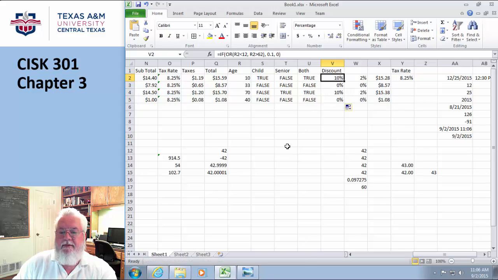Okay, now let's look at this one more time. This is admittedly a little complex. You have to kind of work on the inside going out. So first thing I have is an or. And the or statement is going to combine two logical things together. The are you a child and are you a senior, combining them together, and then it's going to go to the if statement and figure out whether or not you get a 10% discount or not.